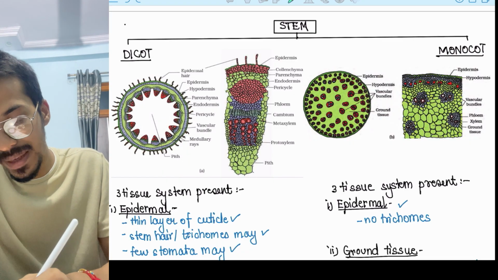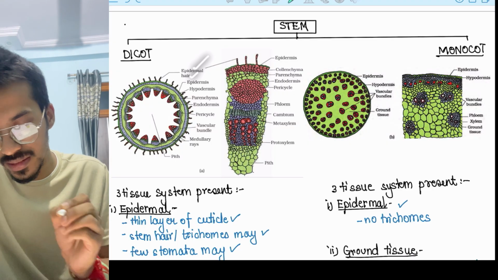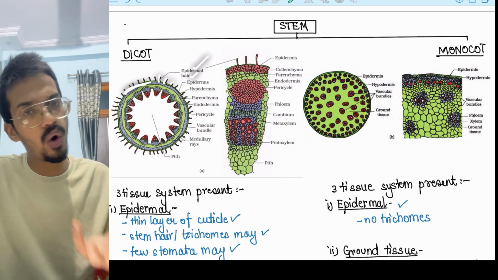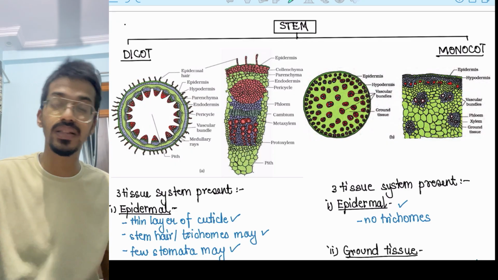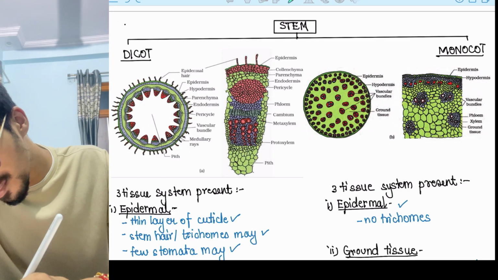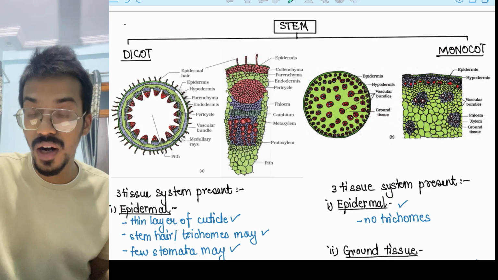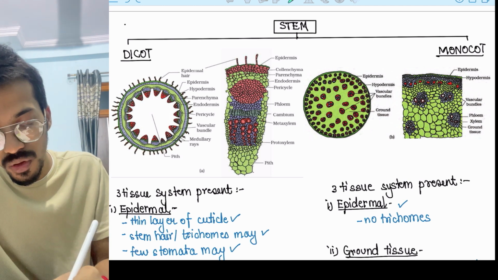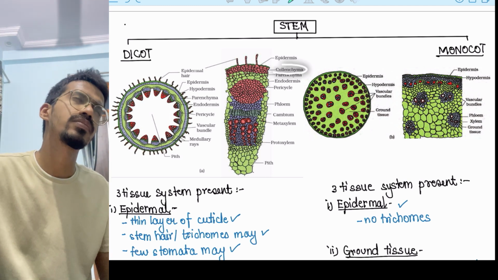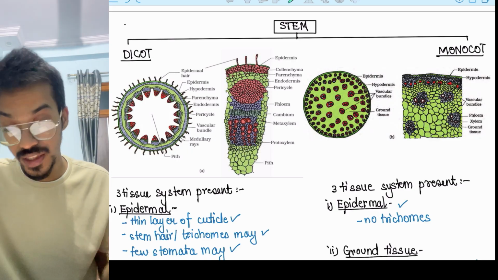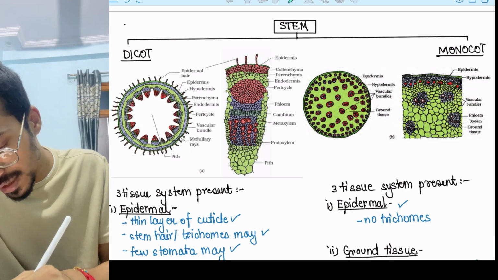So we have the epidermis present like this. Below the epidermis there will be the cortex present. Cortex has 3 layers: hypodermis, general cortex and the endodermis. Here is the hypodermis. The special part is that the hypodermis of the dicot is made up of collenchyma tissues. So this is collenchymatous tissue.